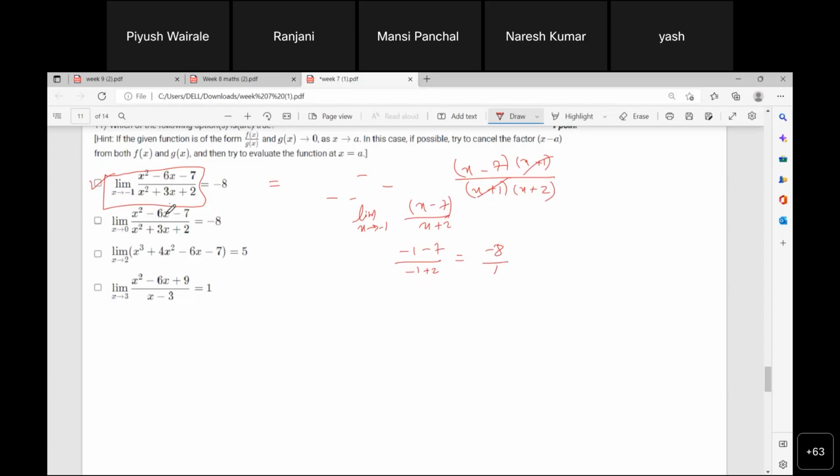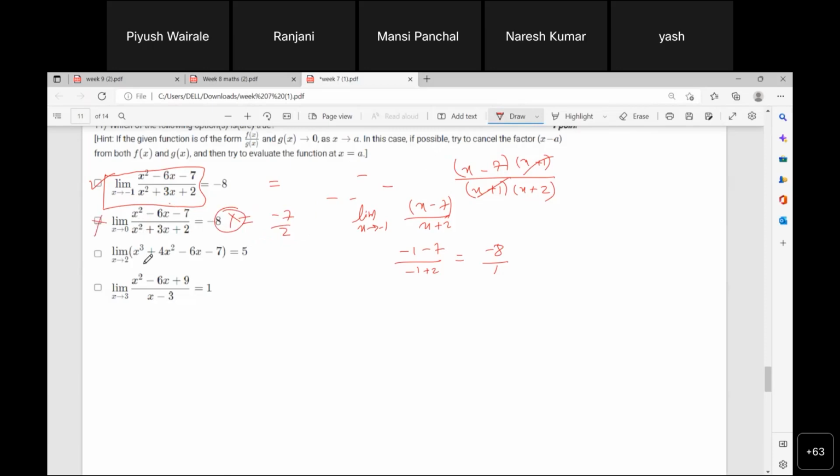Similarly, you can factorize. What is the factor for this? x minus 7, x plus 1 here. Same is there, right? So that is x plus 1, x plus 2. First directly put the value 0, whether this limit is indeterminate or not. If I put x equal to 0 here, what will I get? Minus 7 by 2, right? So this is not a correct option.